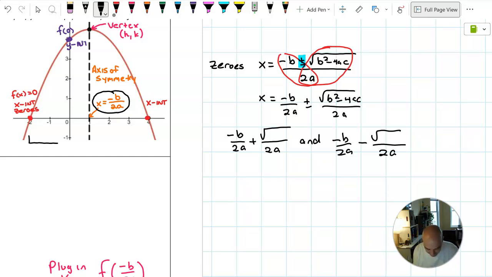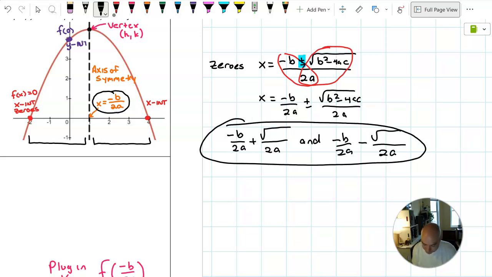It's at the midpoint of the zeros. The axis of symmetry is at the middle of the zeros. Well, what number is at the middle of those zeros? If you add them up, these terms will cancel out, and then if you divide by 2, what do you get? You'll get negative b over 2a.